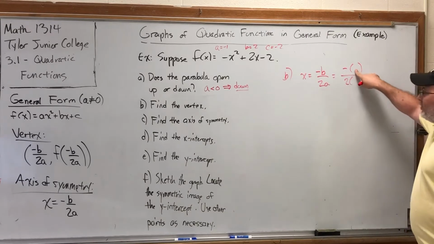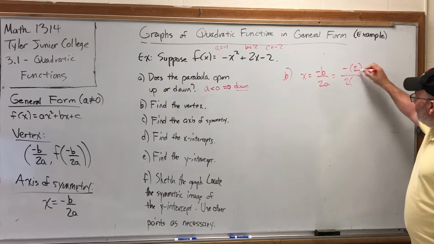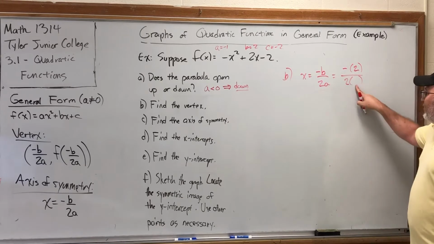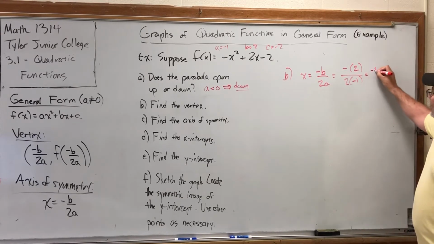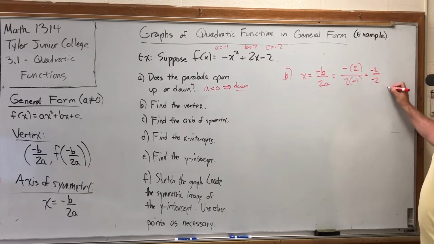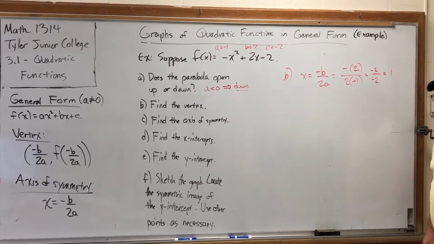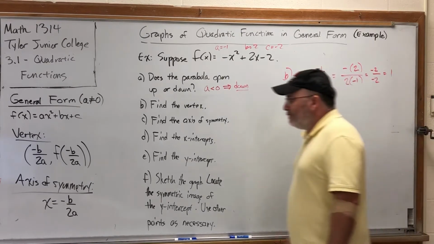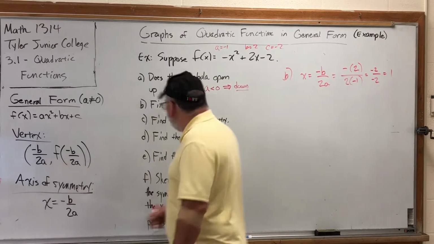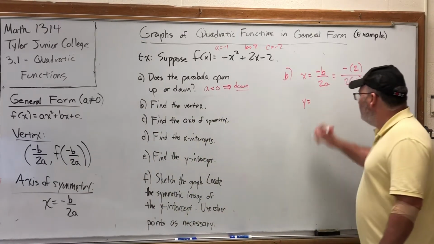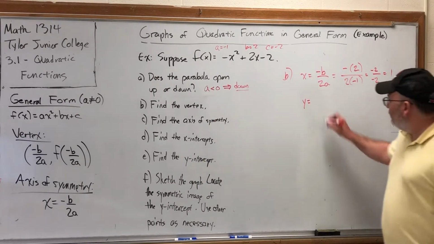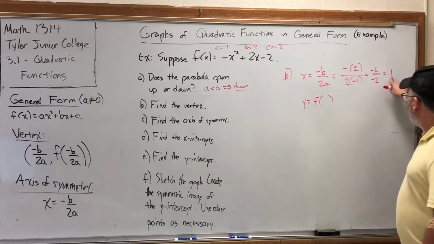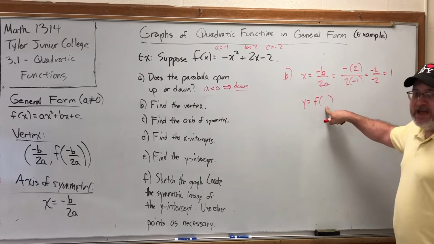The b goes here after the negative sign. The b was 2, so there's the numerator. The a goes here after the 2. A is -1. So on the top we get -2, and on the bottom we get -2, and that just reduces to 1. Now, that doesn't finish the work for the vertex. That simply tells us the x-coordinate. How do we get the y-coordinate? The same way we get a y-coordinate out of most functions. Put the x into it. Since the x-coordinate of the vertex is 1, the y-coordinate will be f of 1.